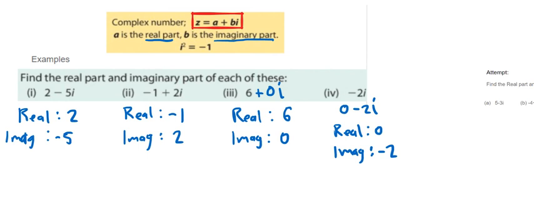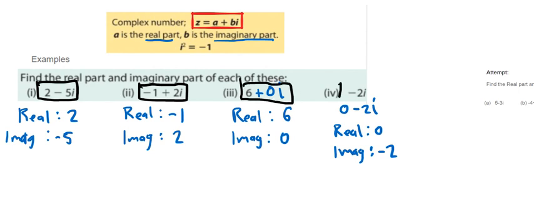And each of these things here, they're all different complex numbers. So 2 minus 5i, minus 1 plus 2i, 6 basically on its own, and minus 2i. So those are all complex numbers, and we've just found the real part and the imaginary part of each.